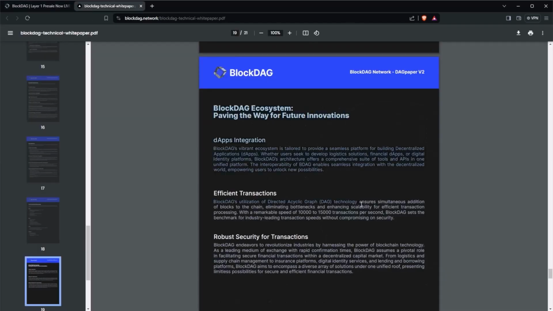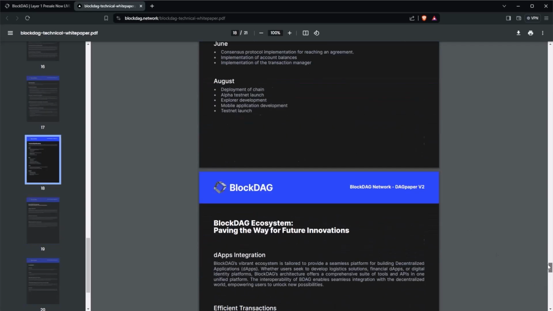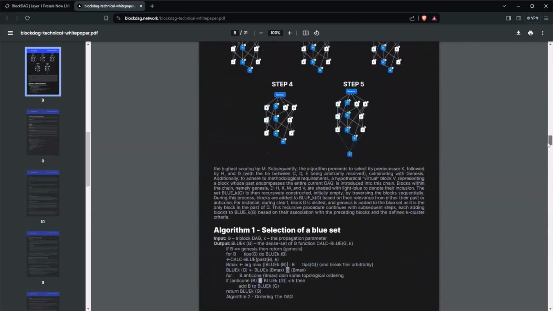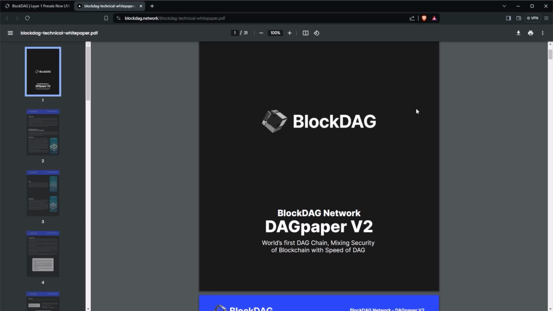And of course, paving the way for future innovations in the blockchain space. And the BlockDAG ecosystem is great. It is really revolutionizing and innovating in the blockchain space. And this DAG architecture, well, the BlockDAG architecture could be the new blockchain as we will be seeing it in the future.